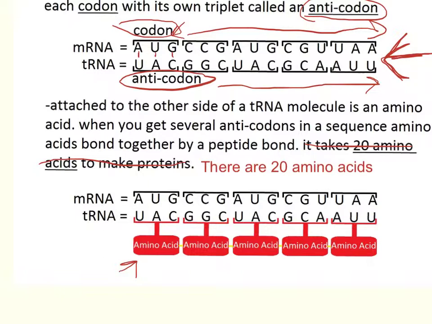So it could be 20 amino acids starting from the first one to the last one, or maybe it's only 10 amino acids and some of them are repeating. There's all kinds of different combinations. The possibilities are endless, but there are only 20 amino acids, and I want you to really pay attention to that when I go to the next step.